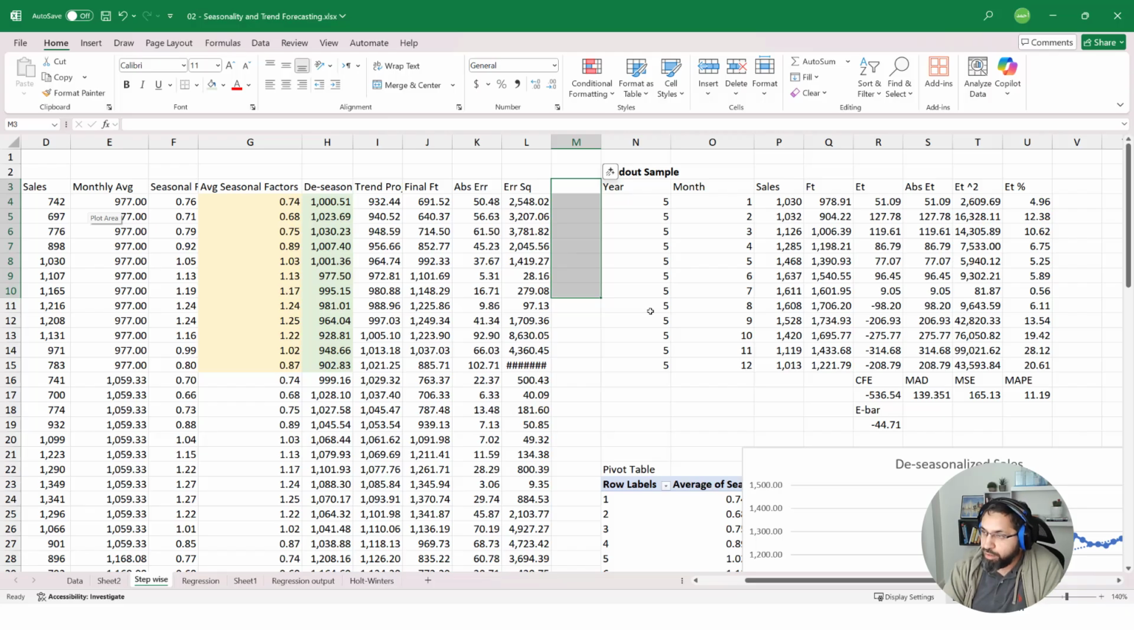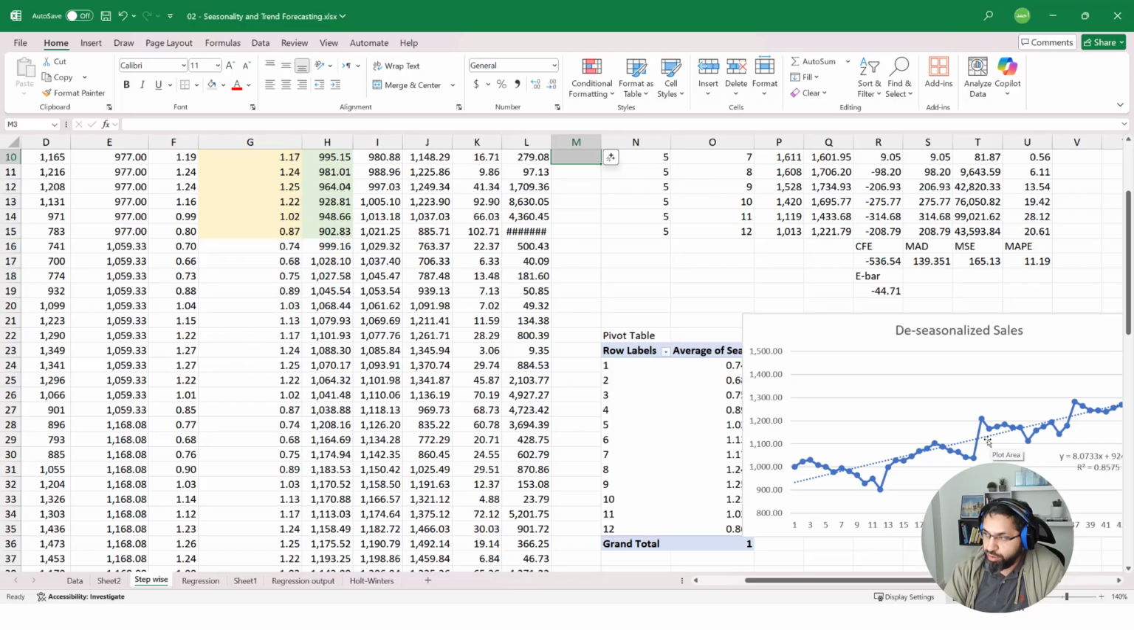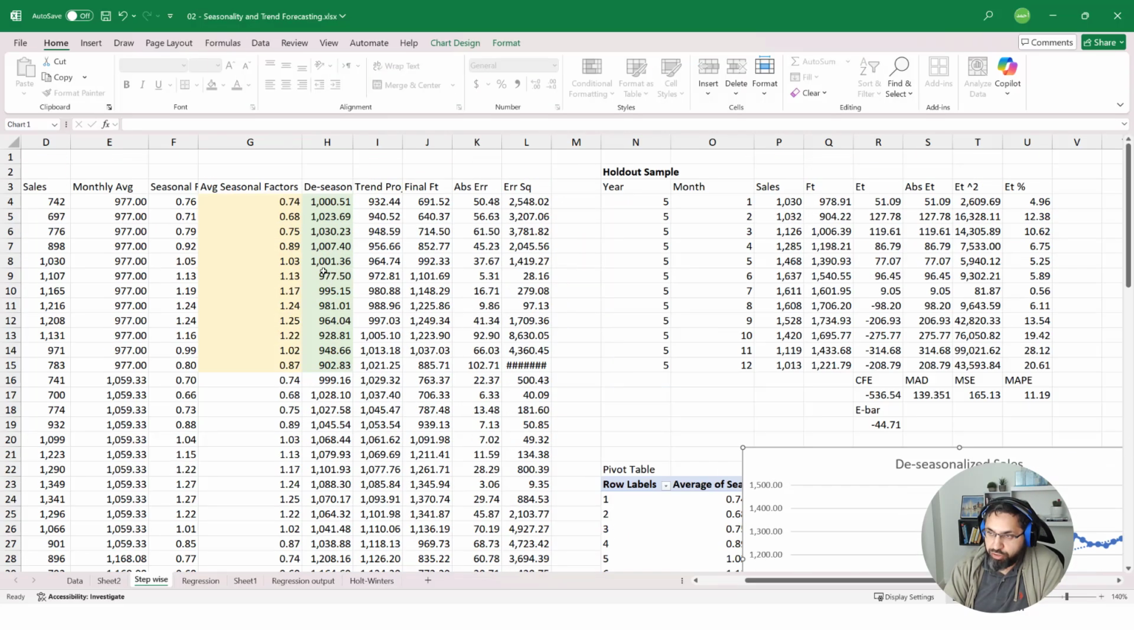And so that's how you can do it with the regression, with just the trend regression. When you de-seasonalize the sales, you take away seasonality and you put the seasonality back in at the end. This is sometimes called seasonal decomposition of the time series. It's also called the stepwise method to get to your forecast. And that's the second method we have seen.